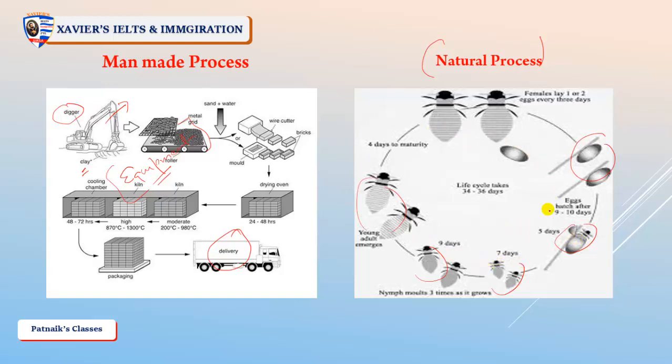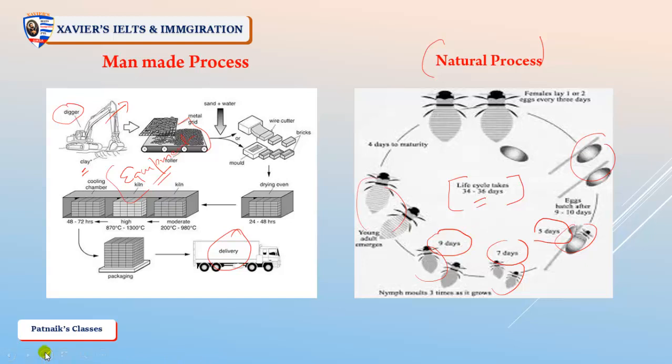And then see, here it is given that the life cycle takes 34 to 36 days, right? So during these days, what happens exactly, we have to mention in our write-up, related to the key features. Here you can see the 5 days, the 7 days, 9 days. These things we have to include in our write-up to cover the key features of the process. This will help you in getting a good band score.